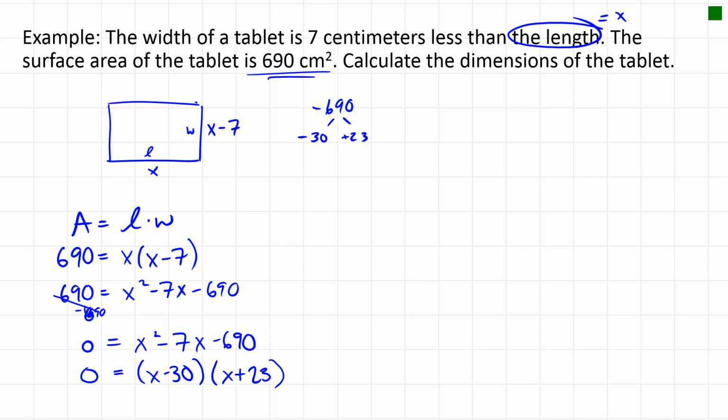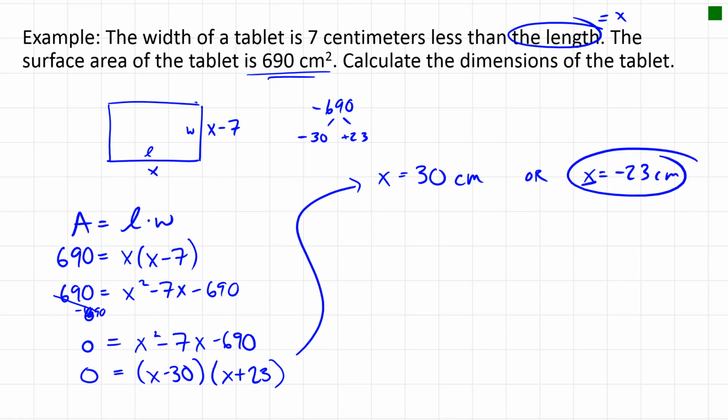So this implies that x is either 30, and the units would be centimeters, or x is equal to negative 23 centimeters. So again, we're going to reject a negative solution because it just doesn't make any sense physically. Can't have a negative 23 centimeter side.